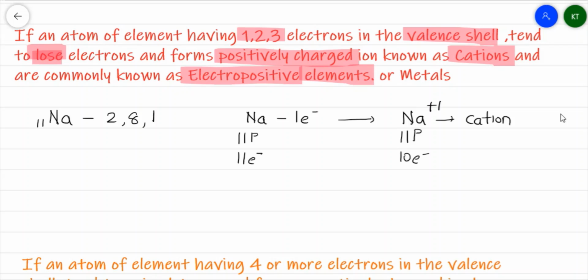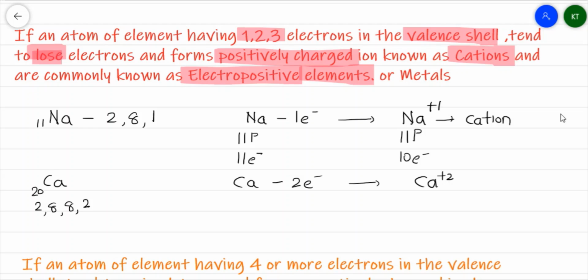I have calcium, whose atomic number is 20. So 2, 8, 8, 2. Now this calcium atom will tend to lose 2 electrons and get converted into Ca plus 2 ion. Now why positive plus 2 charge?